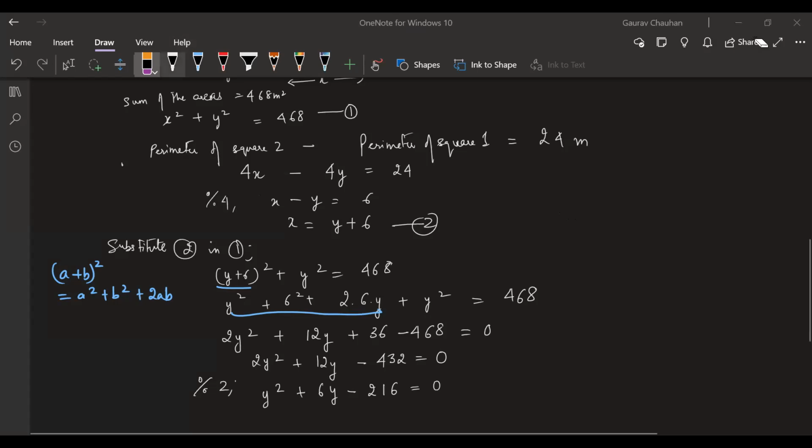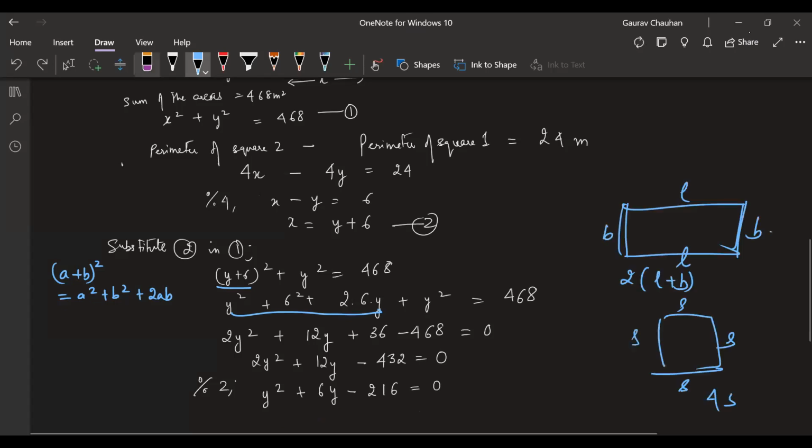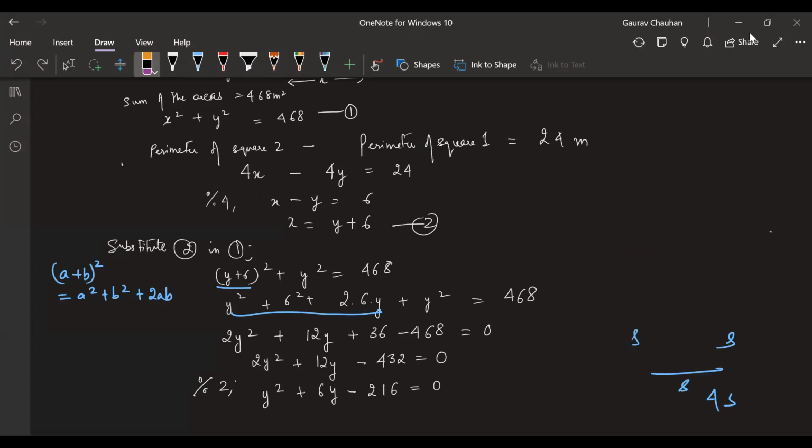You should be getting this equation. People should be getting this equation, or they should be getting it in some other variable, but the equation would be this. Is my equation correct, first of all? Can people confirm if this is correct or not? Yes, sir. It's correct, sir. You guys also got this? Okay.